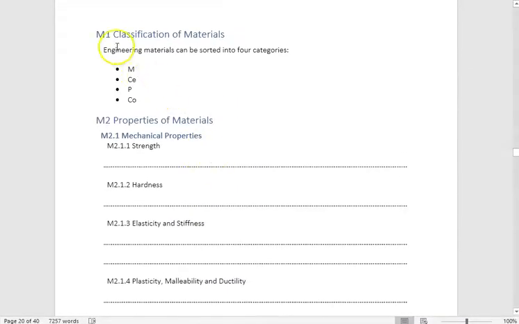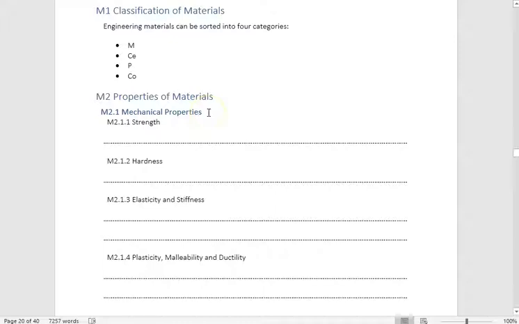So we're going to look at M1, M2. We're going to look at the classification of materials, and we're going to look at the properties of materials. For the classification of materials, in engineering, we classify everything as metals or non-metals. And then we could say there's really 4 categories: metals, ceramics, polymers, and composites.